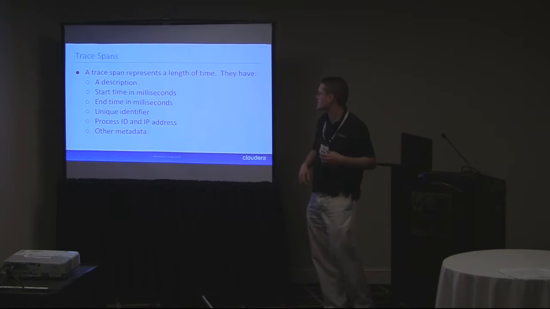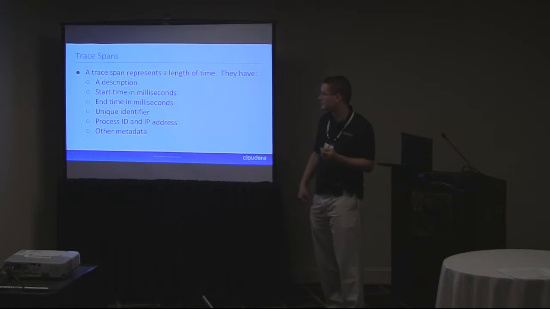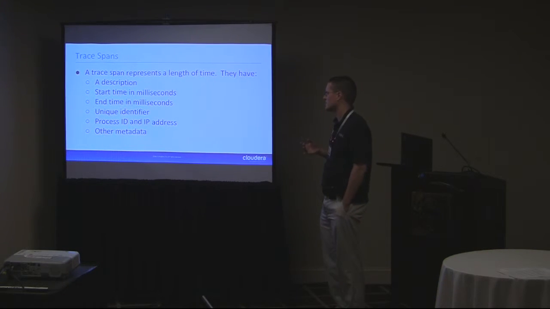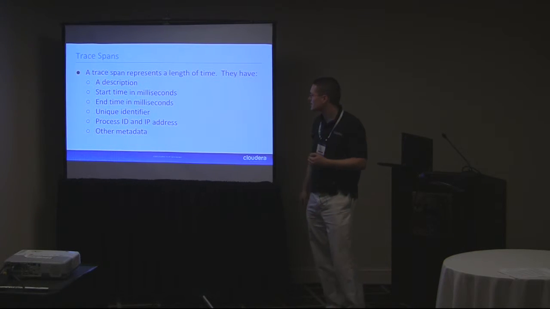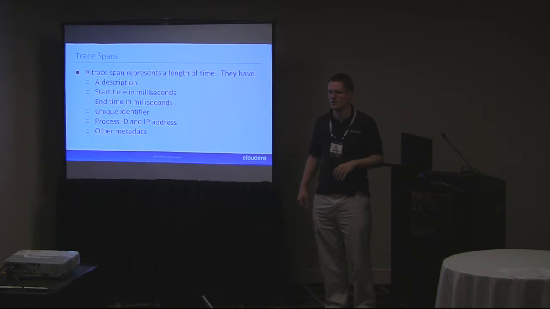So trace spans represent a length of time. They have a description, start time, end time, unique identifier. They also have a process ID and an IP address, and potentially other information identifying the node, which is, of course, very helpful. There's also other metadata that can be added. So we have sort of a key value escape hatch that you can add to if you need to add more information to trace spans.